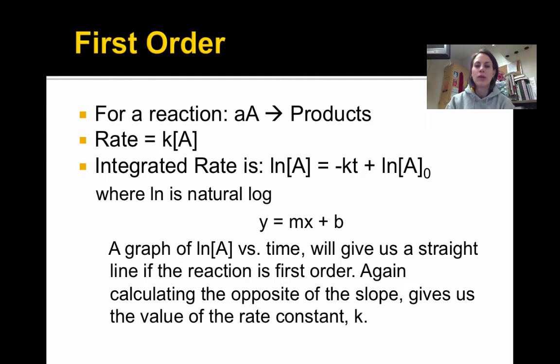This is still in the form of y equals mx plus b. When I graph the natural log of the concentration of A versus time, that will give us a straight line if the reaction is first order. If I graph only the concentration versus time or something else versus time and it's not a straight line, then it's not first order. So natural log of the concentration versus time has to give us a straight line. Again, calculating the opposite of the slope gives you the value of the rate constant k.